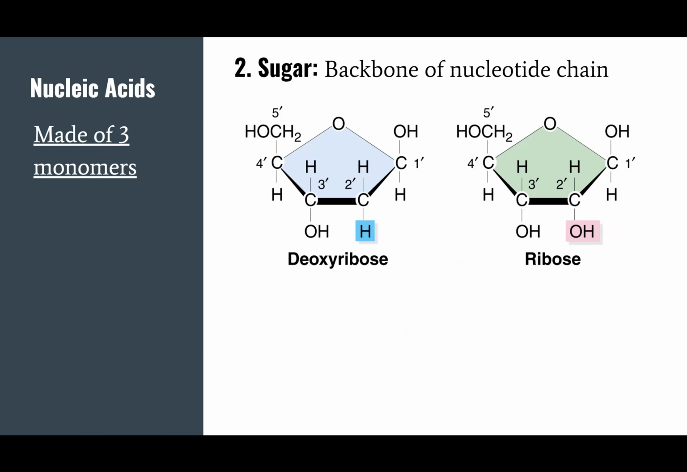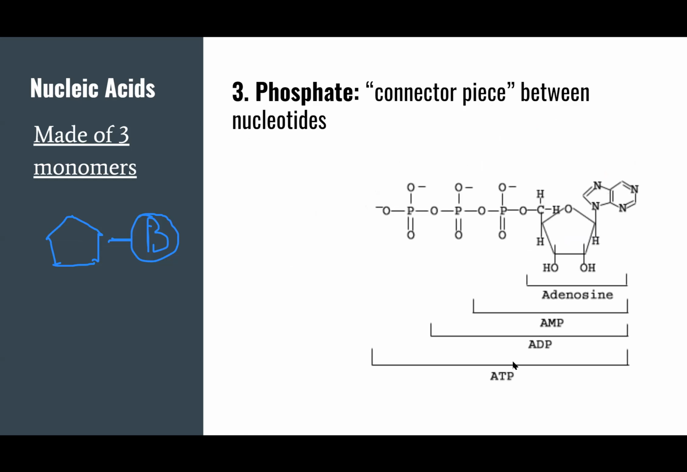So we're going to go ahead and draw this over here. We've got our nucleotide base attached to a pentose sugar. Pentose just means it's a pentagon. It's got 5 sugars. Now, the last piece that we want to worry about is the connector piece between nucleotides. We mentioned phosphate groups in the context of ATP, which is that energy molecule.